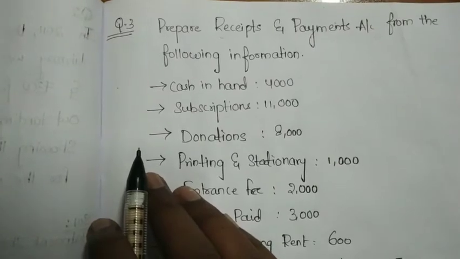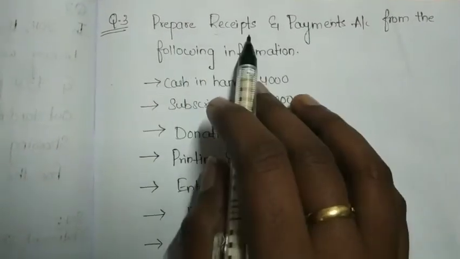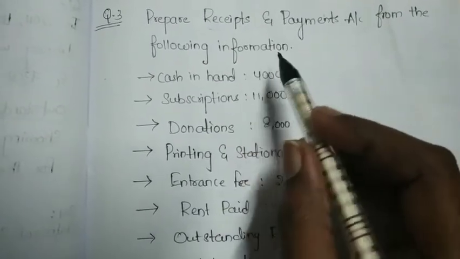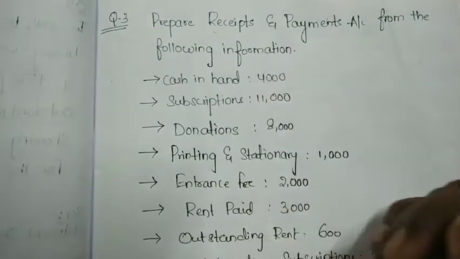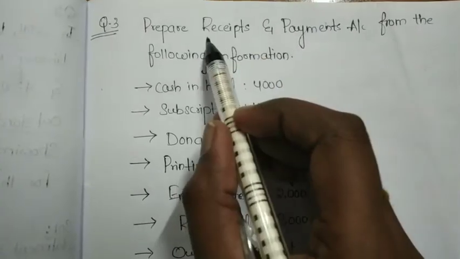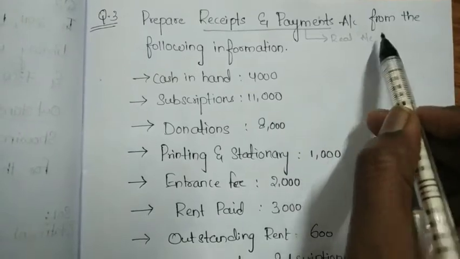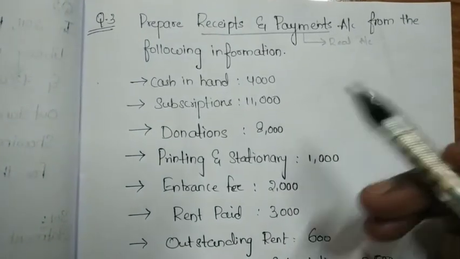So see the next question, question number 3. Prepare receipt and payment account from the following information. So they are asking us to prepare the receipt and payment account from the following information. So what is the receipt and payment account? It is a real account. So what is a real account rule? Debit what comes in, credit what goes out.